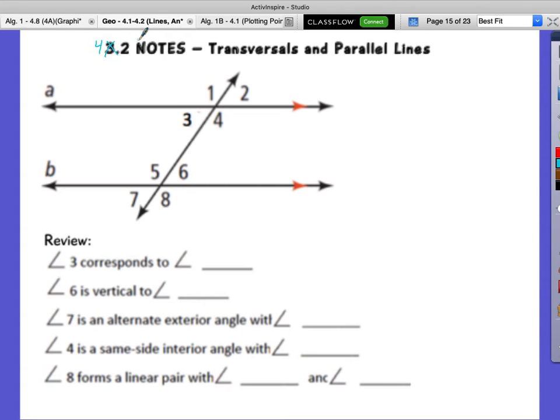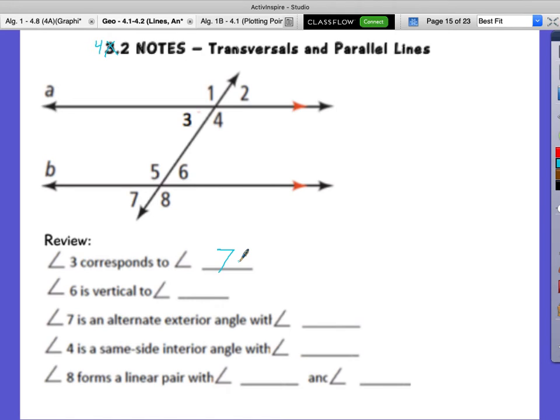Okay, so review angle 3. What does angle 3 correspond to? Raise your hand to help me out. 7. Okay, it does correspond to 7. Angle 3 corresponds to angle 7. They're in the same spot. They're both in the bottom left of their vertex.